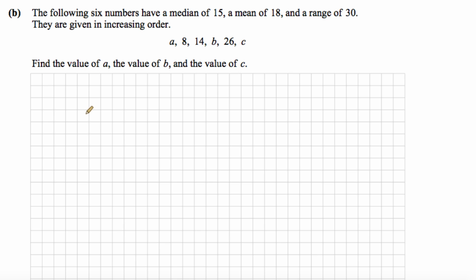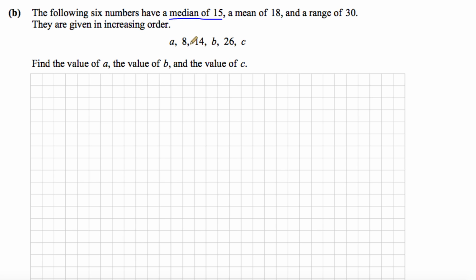Part B says the following 6 numbers have a median of 15, a mean of 18 and a range of 30. They are given in increasing order again, so we have A, 8, 14, B, 26 and C. Find the value of A, the value of B and the value of C. Okay, so let's look at our first bit of info again. It's a median of 15.